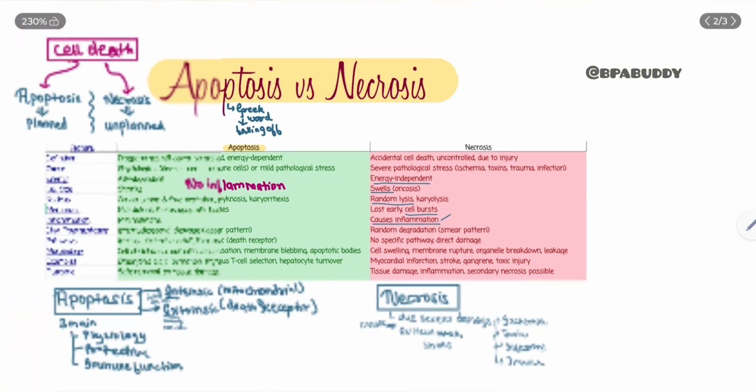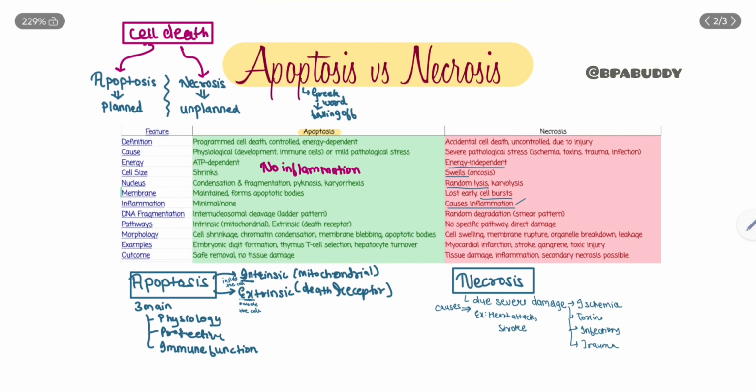So this is the direct comparison. This is very, very important to remember. We can summarize it like this: in apoptosis the cell shrinks, in necrosis the cell swells. Apoptosis has no inflammation, whereas necrosis has inflammation. Apoptosis is controlled, necrosis is uncontrolled, and apoptosis needs energy, while necrosis needs no energy, it is energy independent. If you remember just this, you can solve most of the MCQs related to this.